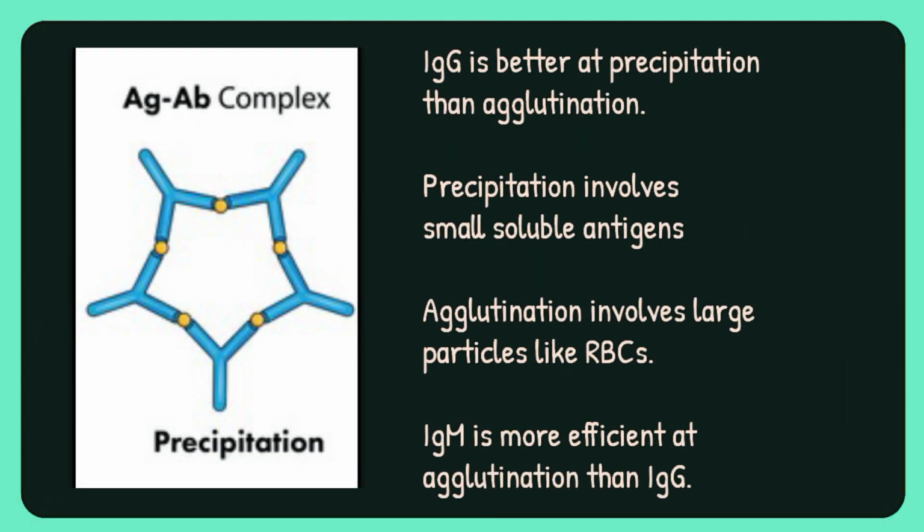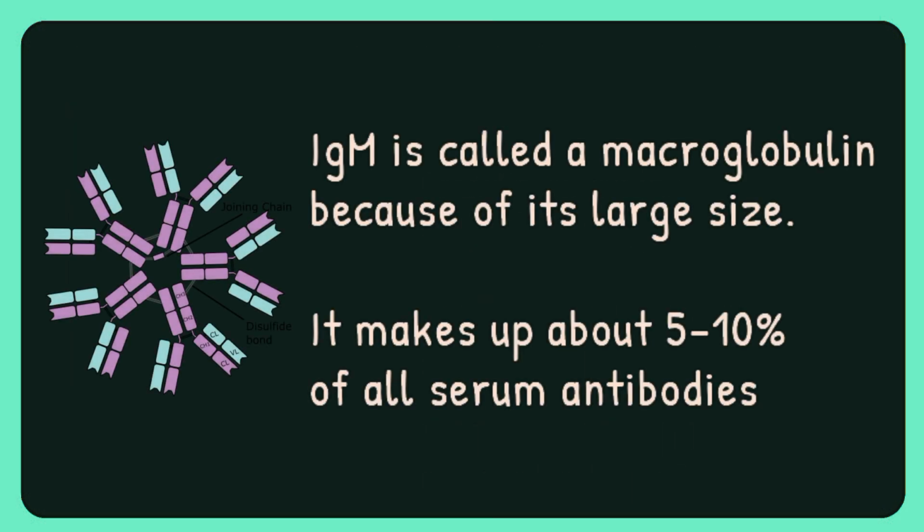IgG is better at precipitation than agglutination. Precipitation involves small soluble antigens, while agglutination involves large particles like RBCs. IgM is more efficient at agglutination than IgG. IgM is called a macroglobulin because of its large size. It makes up about 5 to 10% of all serum antibodies.